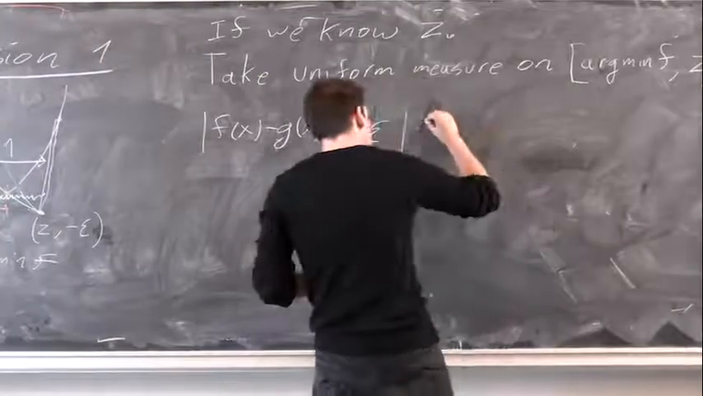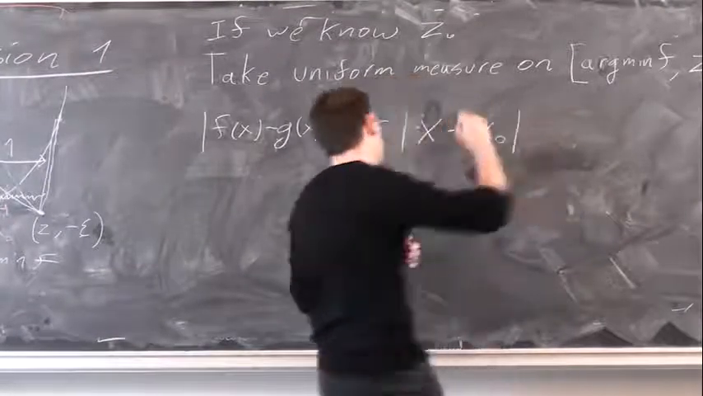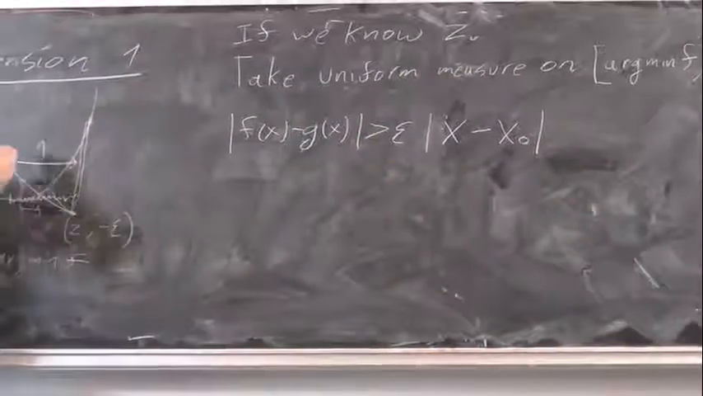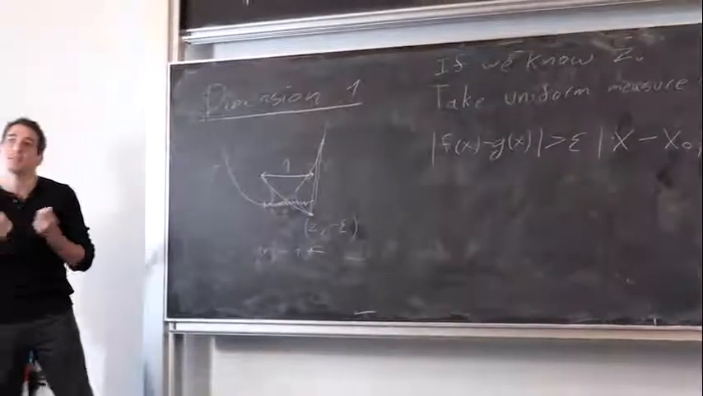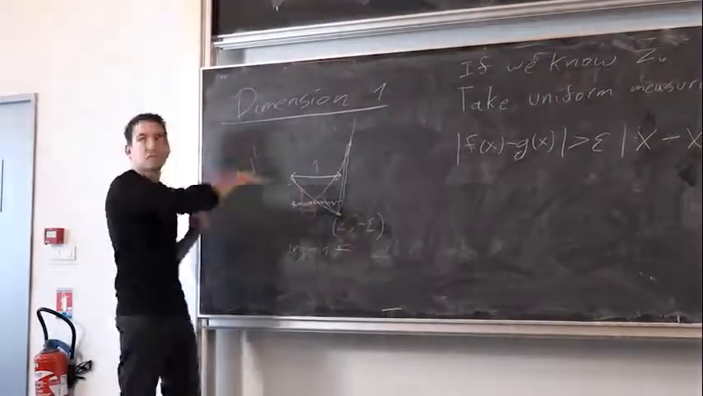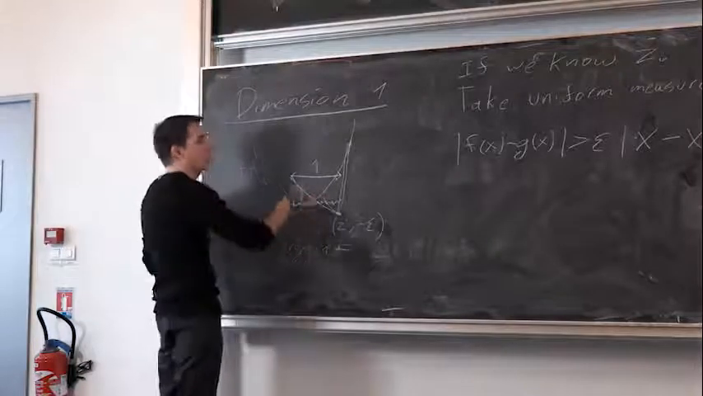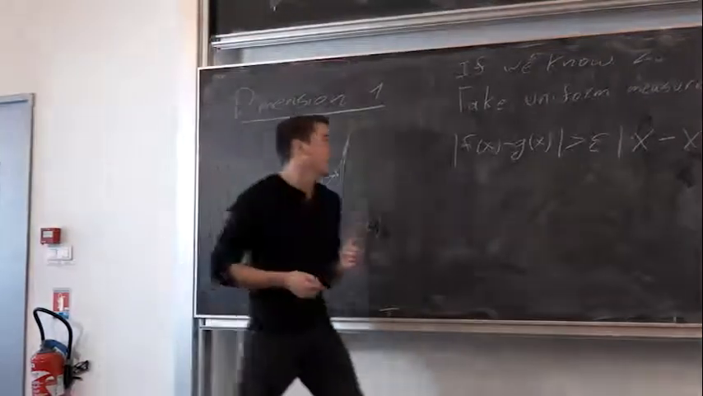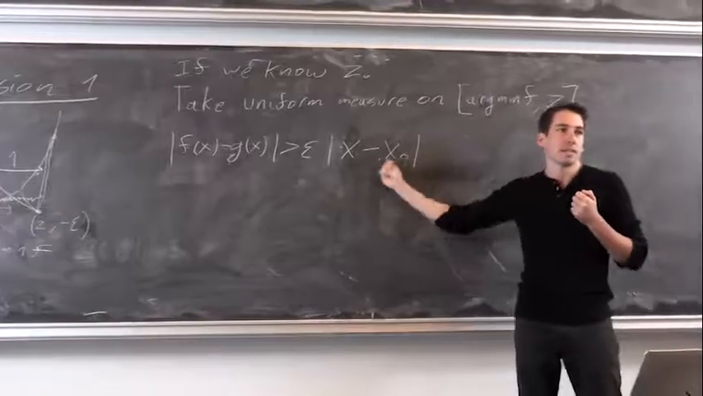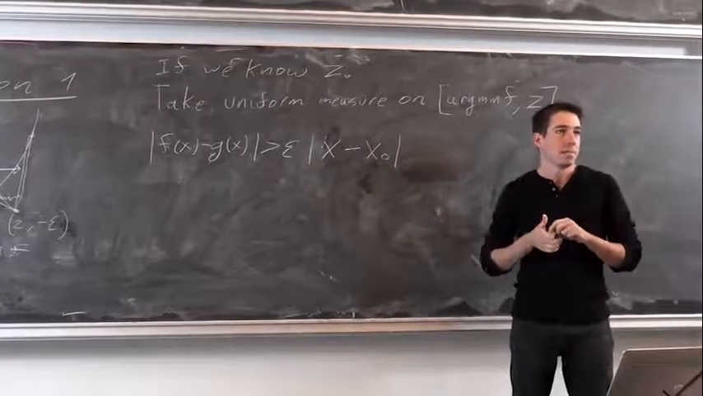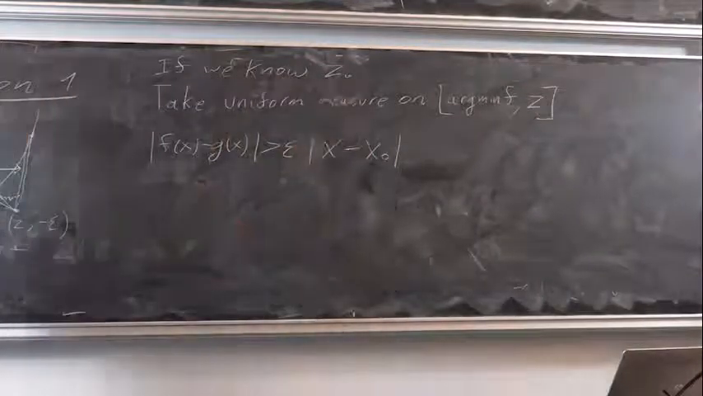It's at least epsilon times x minus x naught. This is what I wanted to say. So the distance in the y is at least epsilon times the distance in the x, again, because the derivative of g is at least epsilon. And since we took the uniform measure over this interval, we have many points for which this distance is order 1. For x on the left. Yes, for x on the left, that's a good point.